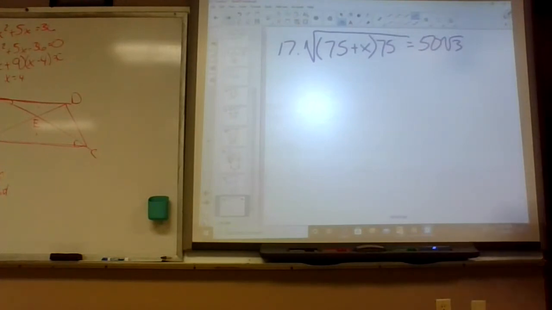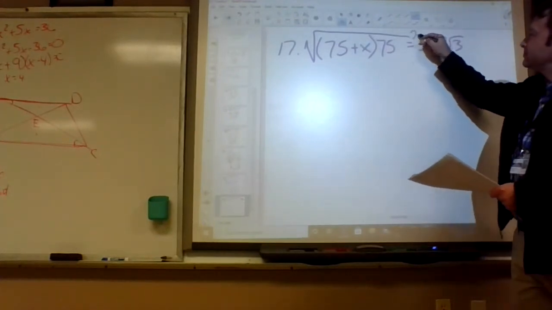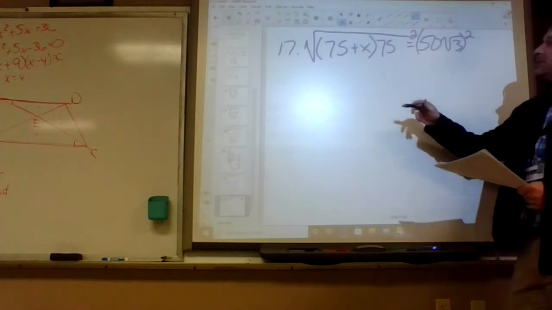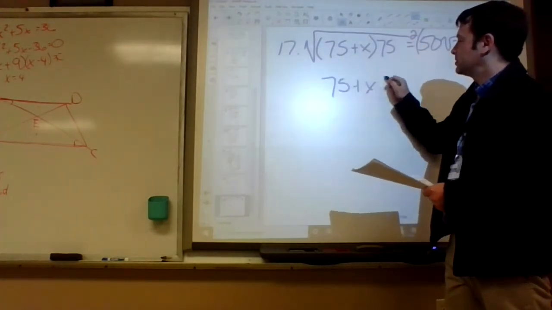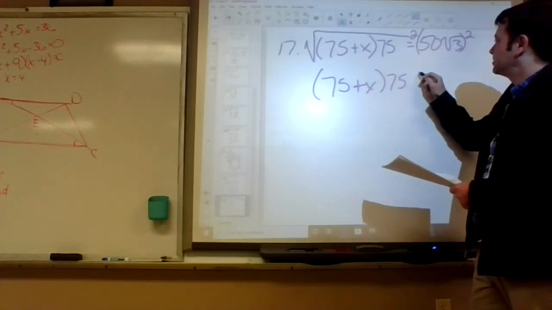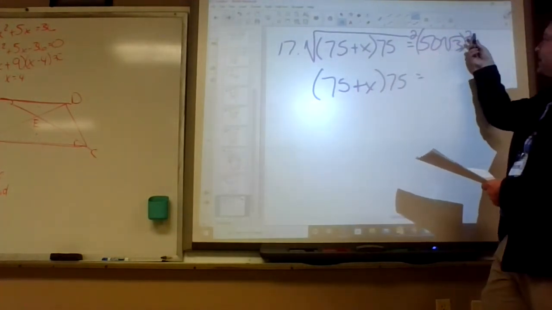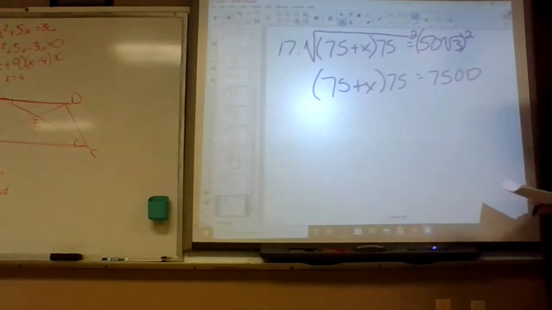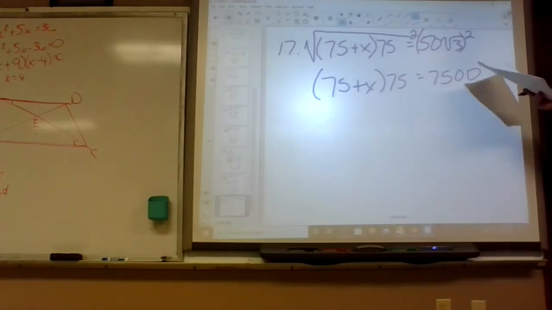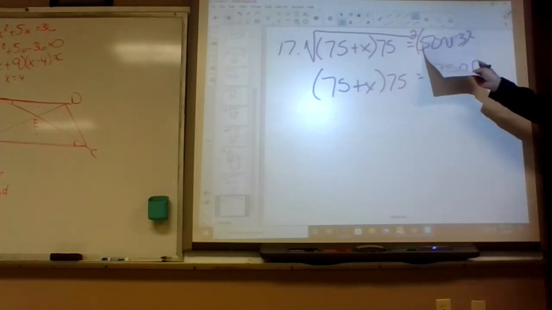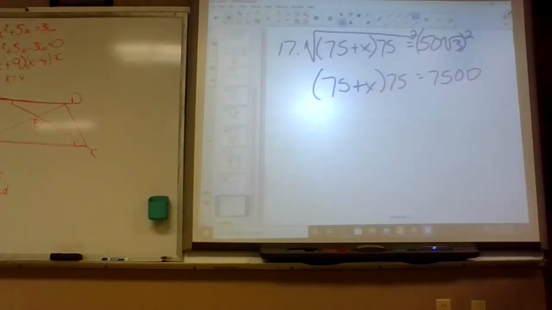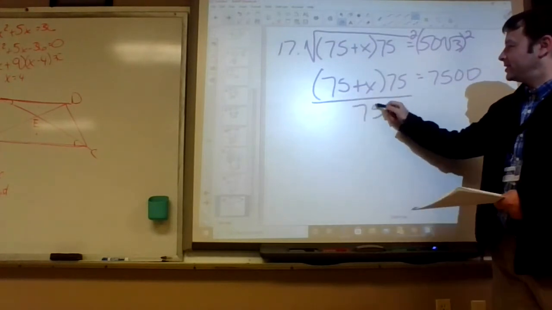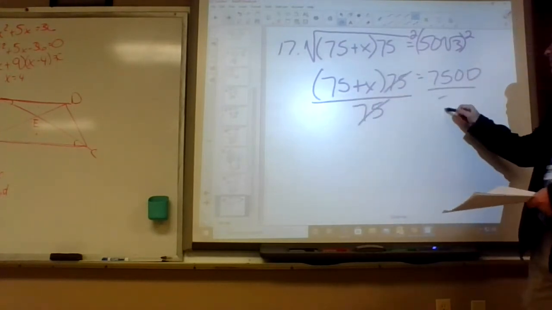Okay, now what do we do? Square to get rid of the square roots. So it's 2500 times 3, since 50 squared is 2500, times 3 is 7500. You don't have to do that in your head, you can do that in the calculator. Anyways, divide by 75 to get rid of that. I think it's 100.